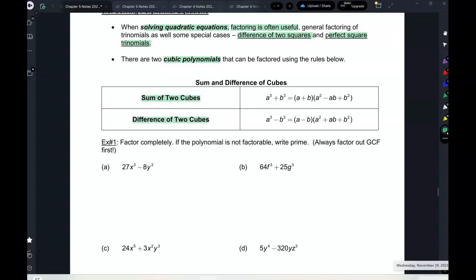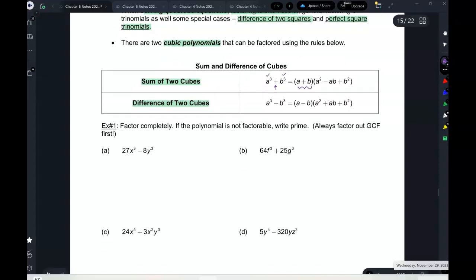So let's take a look at how the sum of two cubes looks. You have a perfect cube and you have a perfect cube. This one, you have a plus in the middle. So the first one is a plus b. Basically you take the cube root, whatever sign is here, that's what sign goes there. And then it's a squared minus ab plus b squared, okay?